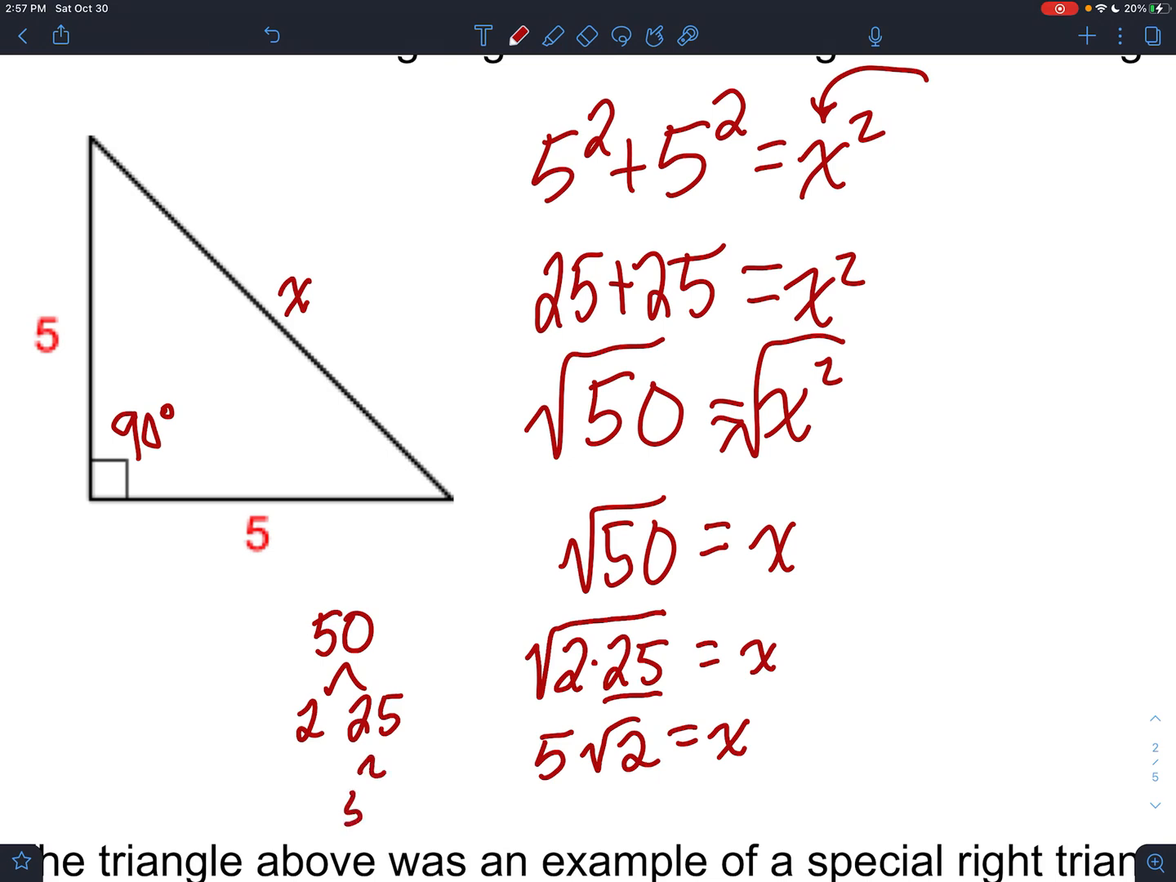Or you could have done it here and then 5 and 5. So this here is 5 square root of 2. But what about these two angles? So let's call this one A and this one B.